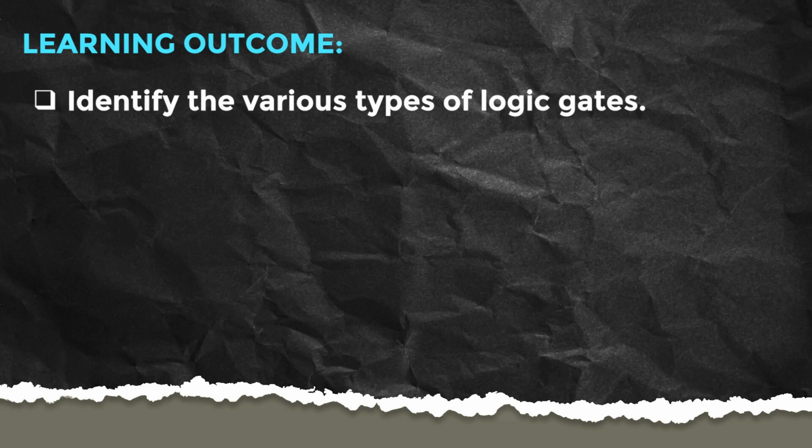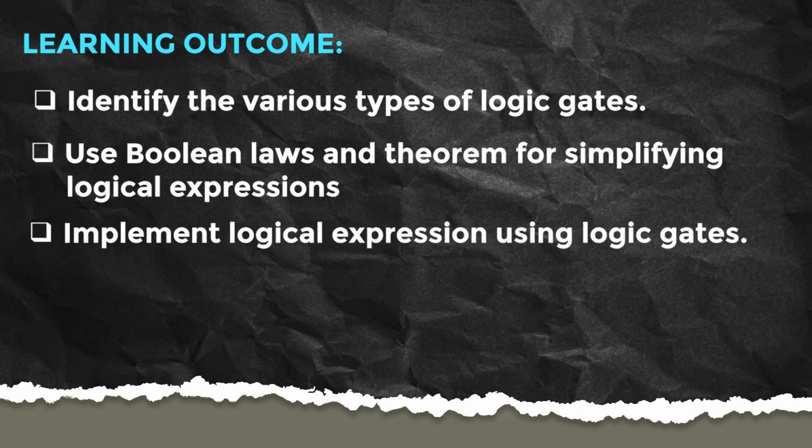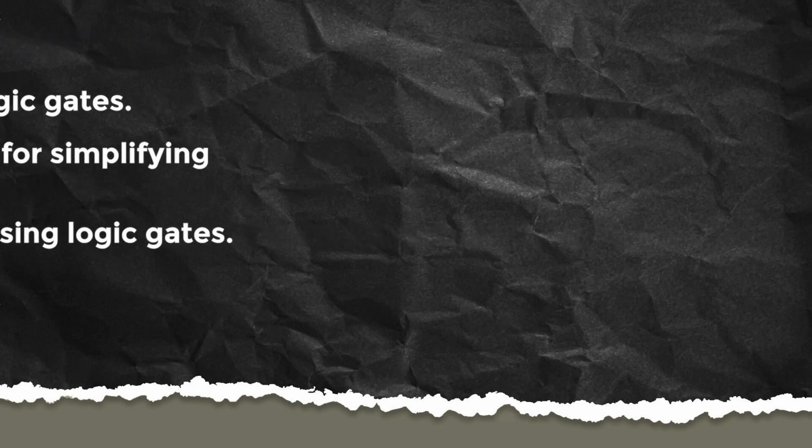The learning outcomes of week 2 lectures will be: first, identify the various types of logic gates; use Boolean laws and theorems for simplifying logical expressions; and implement logical expressions or Boolean expressions using logic gates. So, first we will learn what is Boolean algebra.